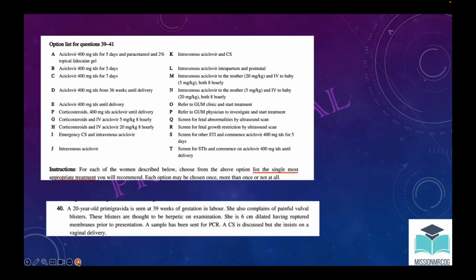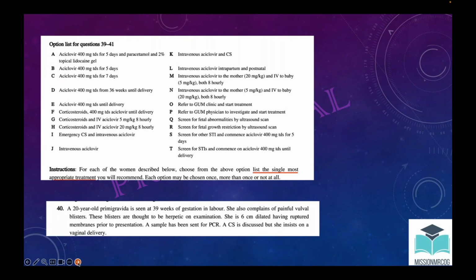So a 40-year-old patient complains of painful vulval blisters. 6 centimeters dilated with rupture of membranes. PCR has been sent. Cesarean section has been discussed, but she wanted vaginal birth. So the patient with primary herpes with PROM wants vaginal birth. IV acyclovir.